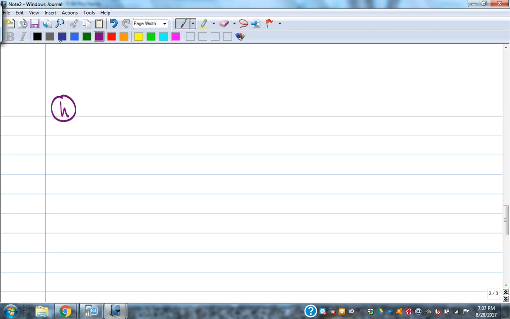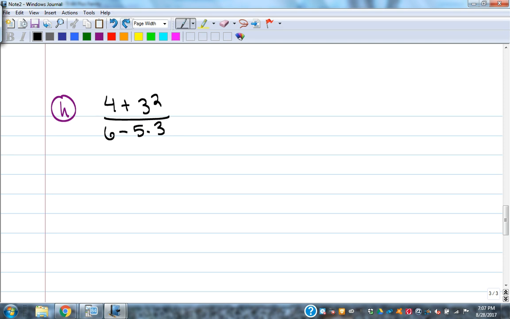Example H. 4 plus 3 squared over 6 minus 5 times 3. So throwing a few negative numbers in here to do a little bit of work there. What's the difference in this problem and this problem? There's no difference. That one and that one are exactly the same.